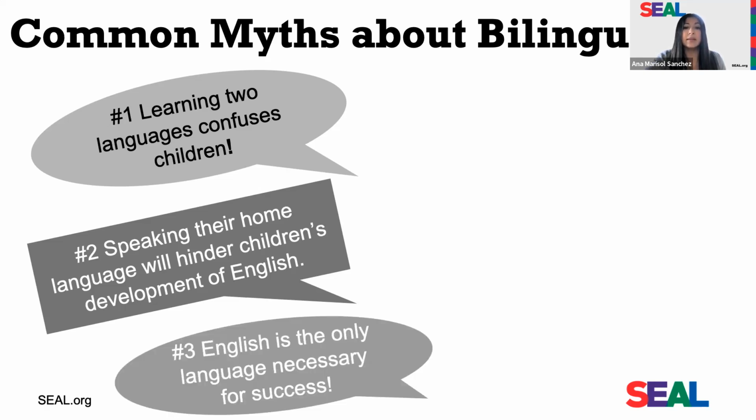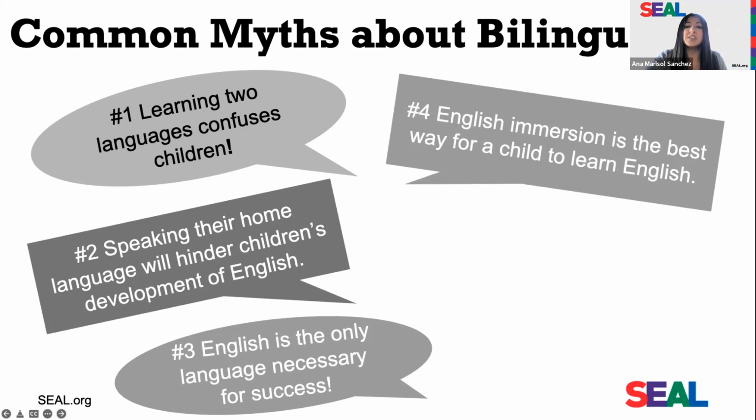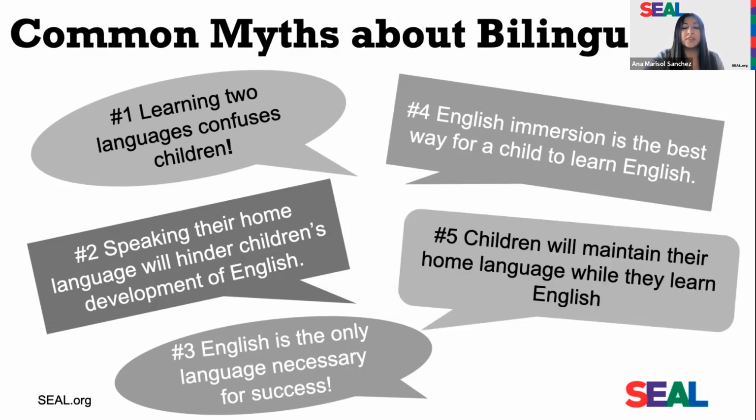How about number 3? English is the only language necessary for success. Have you ever heard this one? Go ahead and type in number 3. I see that 3 going and going and going. What about number 4? English immersion is the best way for a child to learn English. Have you heard that? Looks like many of you. Some people say no. Sandra says that she hasn't heard that. What about number 5? Children will maintain their home language while they learn English. Have you ever heard this one?